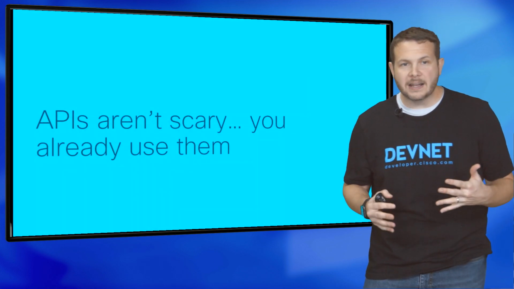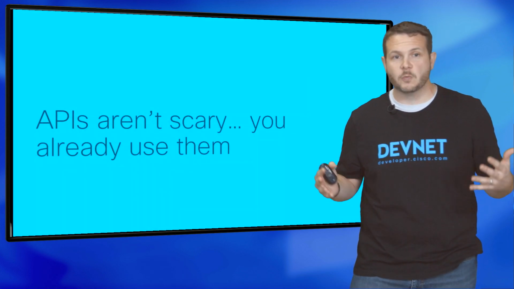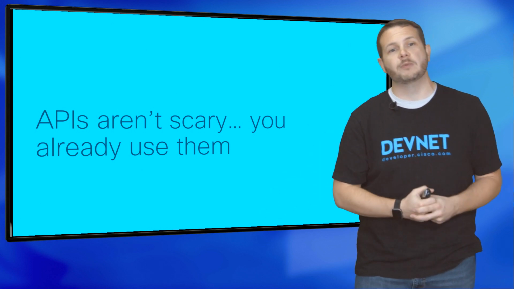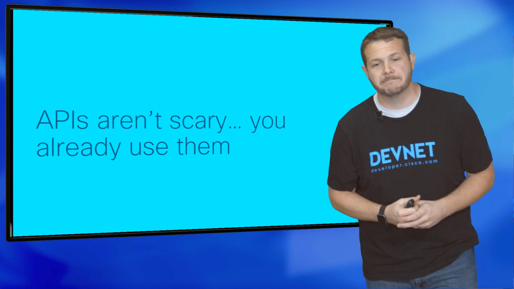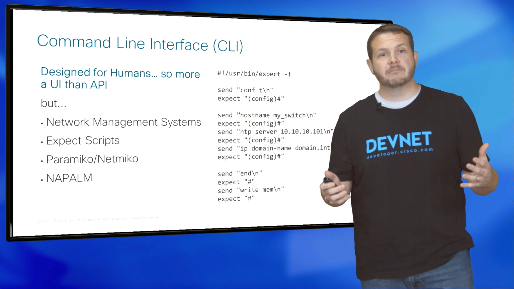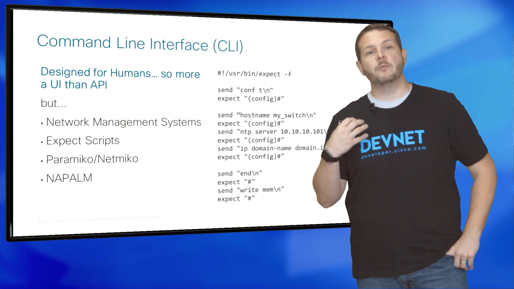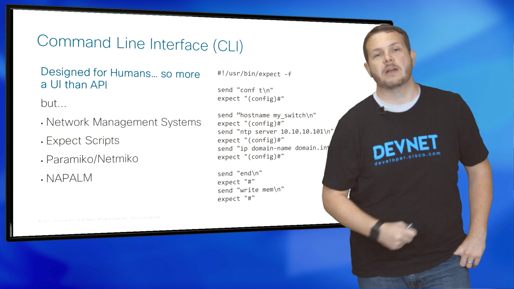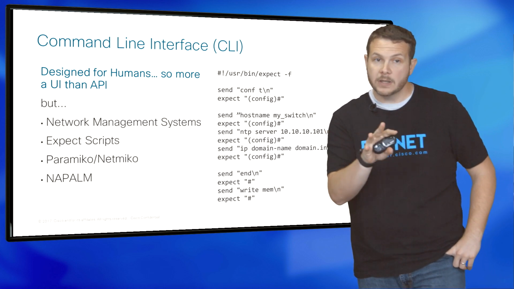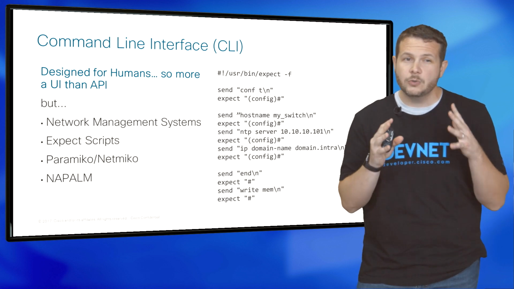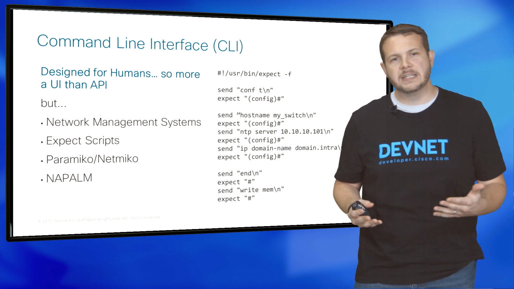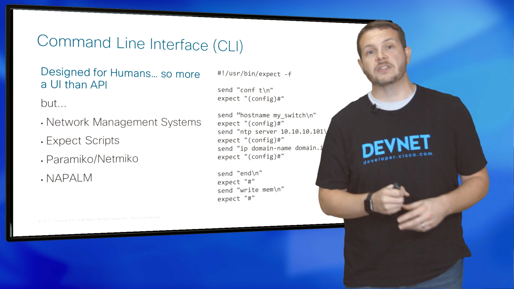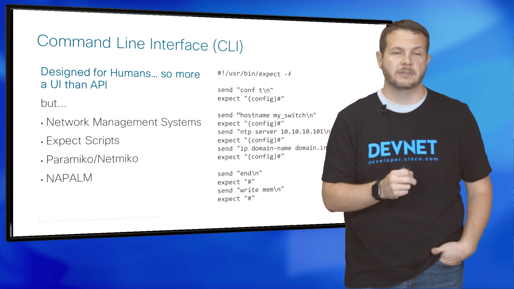And so now we recognize APIs aren't scary, right? They're just ways for one application to consume another application. And in fact, you're already using them today. The CLI, the command line interface, is the way that we interface with most of our networking kit today. Now, it was designed for humans, so it is more of a user interface than an API, but consider for a moment network management systems that interface using the CLI for automation.